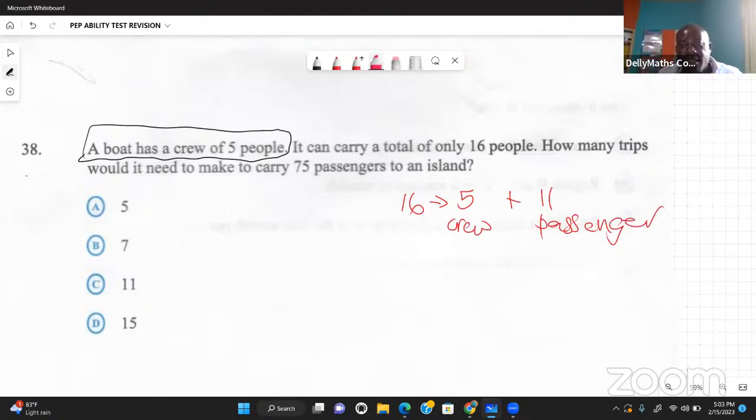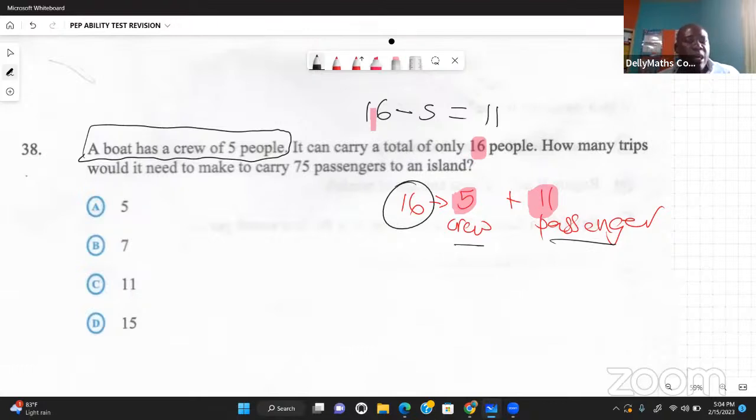So you want to kind of have this idea. You don't want to run with the 16, not realizing that the persons on the crew are a part of the total that the boat could accommodate. So you have to subtract. Let me just write it quickly. 16 minus the 5. So you know that it's 11 passengers along with the crew members that would have made up that 16 right here.